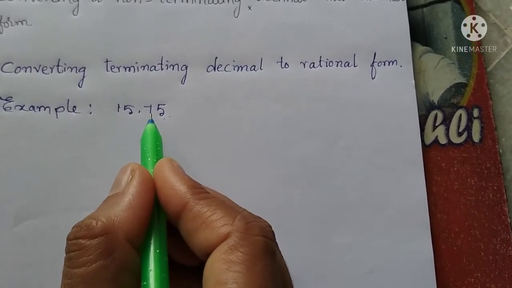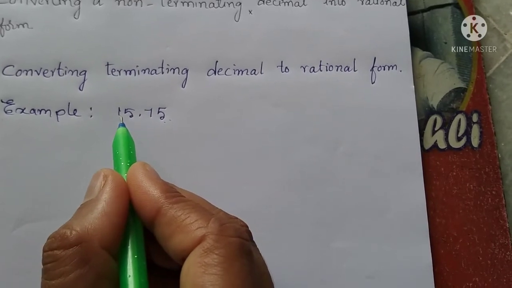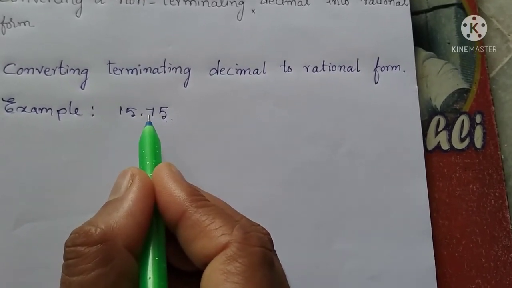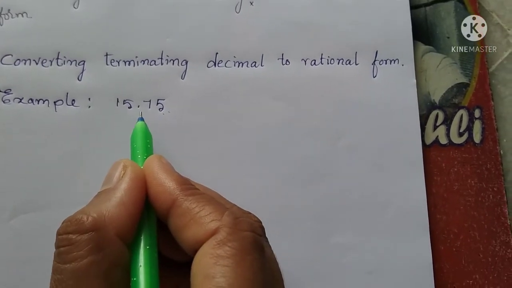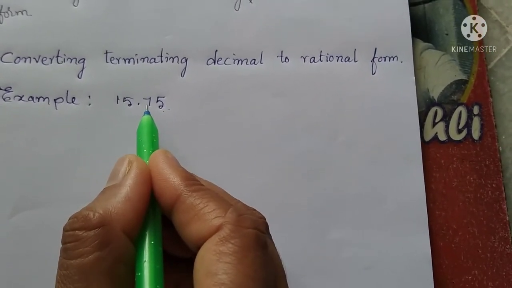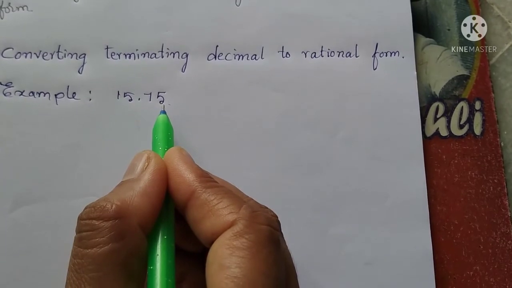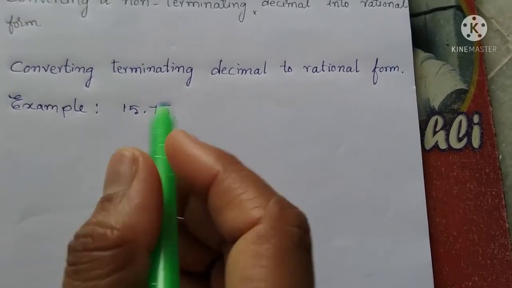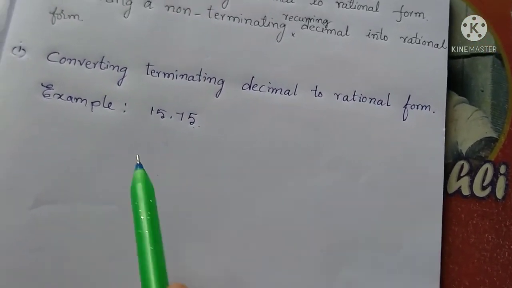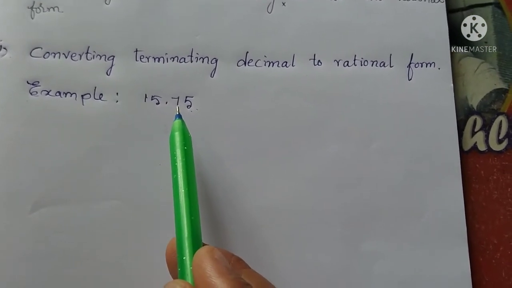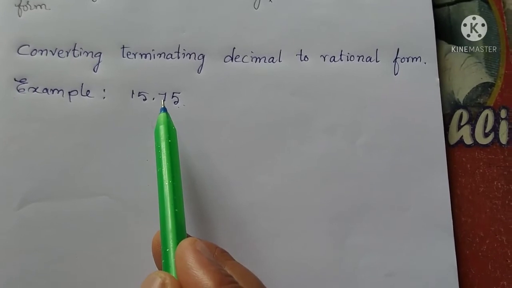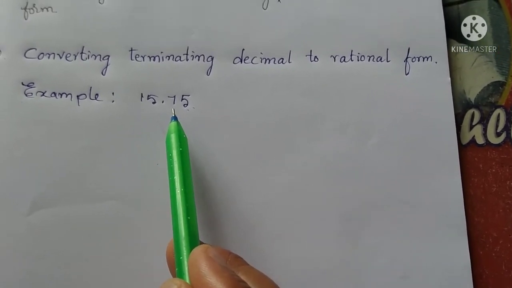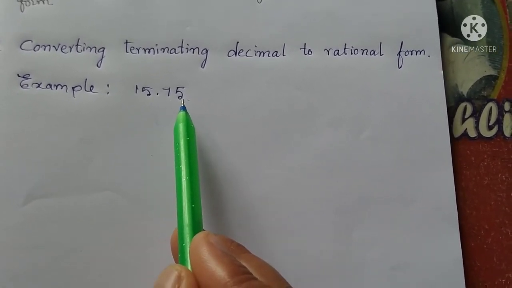Some members read it as 75 only. That is not the correct way. So 15.75. Understand? Observe how many digits there are after the decimal point. Two decimals. First, find the number of decimal places in the given number, and there are 2 decimal places here.